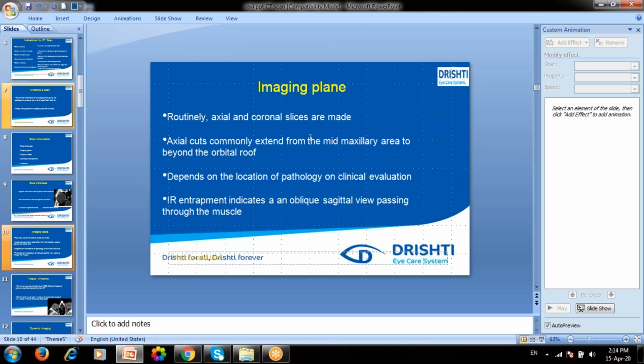So axial cuts commonly extend from the maxillary area to beyond the orbital lobe, from down to up, and this depends upon the pathology and the clinical evaluation. Generally, the axial scan is very important to see in the orbit, and the coronal and sagittal are not used so much for eye purposes, but in other areas, like your stomach or your legs, the other scans will be important.